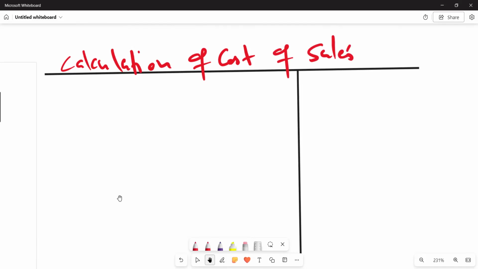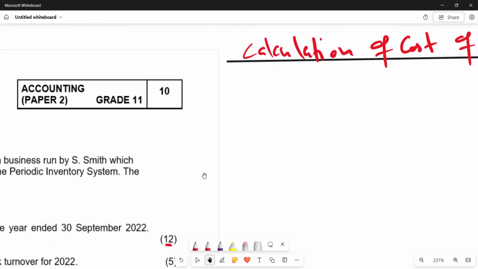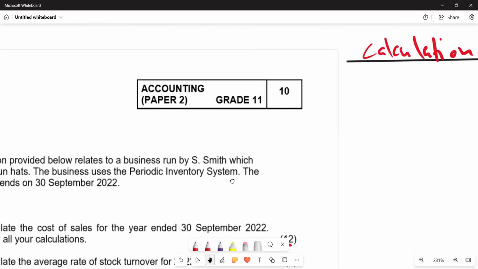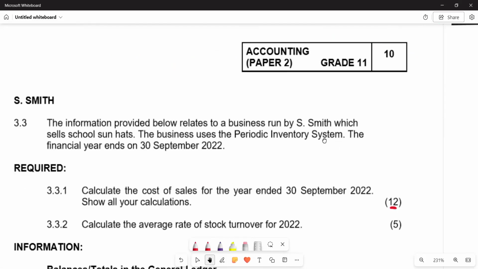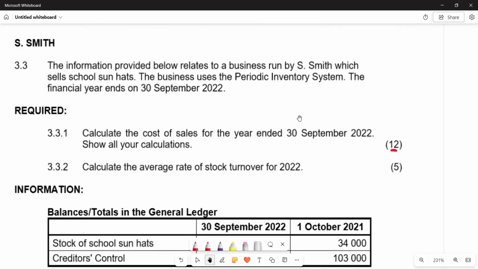So on calculation of cost of sales, now we are saying we are going to use the formula. Remember, we say our opening stock, we are going to add our purchases, and then if there are carriages that are there, we're supposed to add them, and then obviously we subtract our closing stock to get our cost of sales.